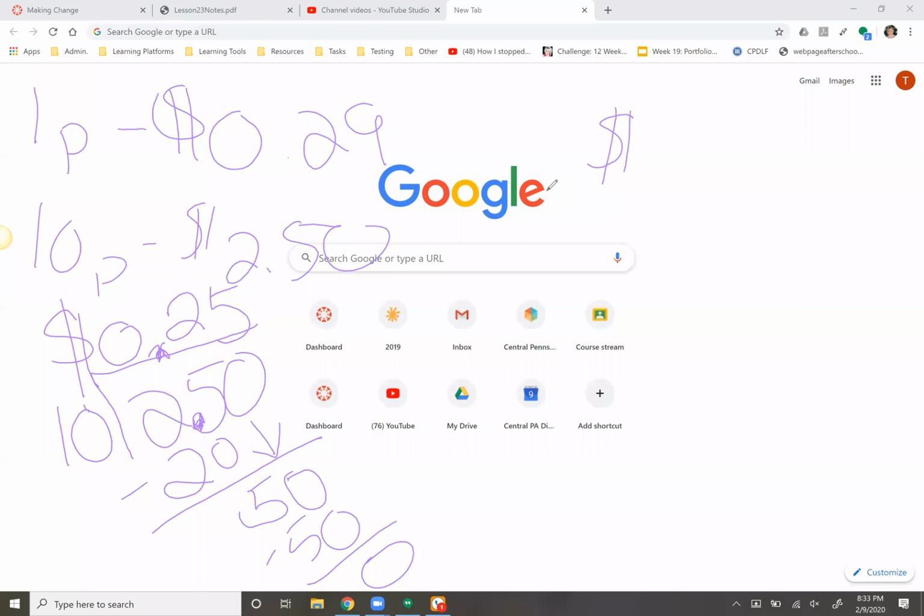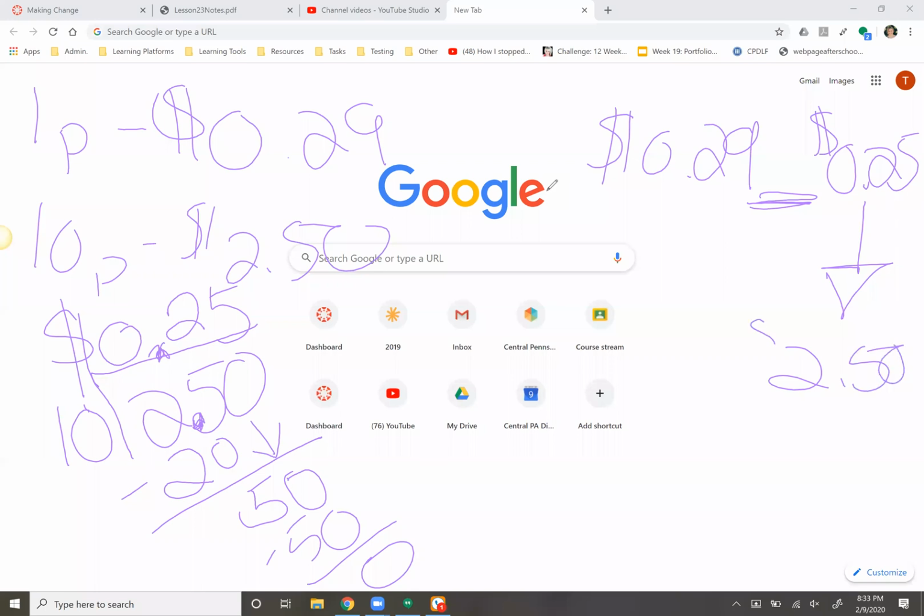29 cents for 1 pencil, a better deal than 25 cents per pencil when you get 10? No, the better value is the 10 bundle.